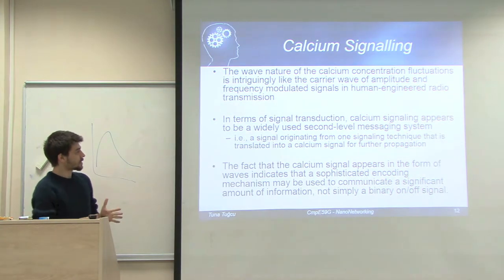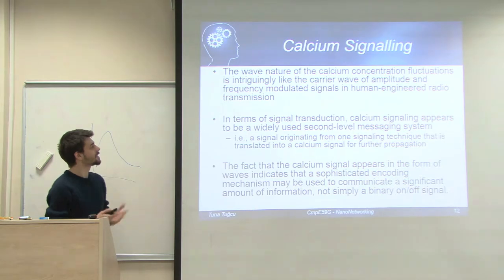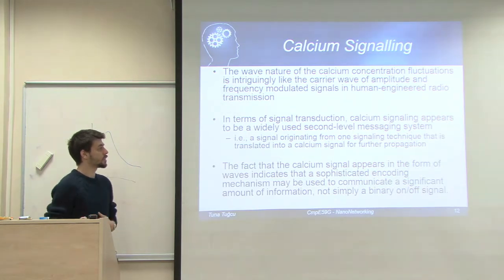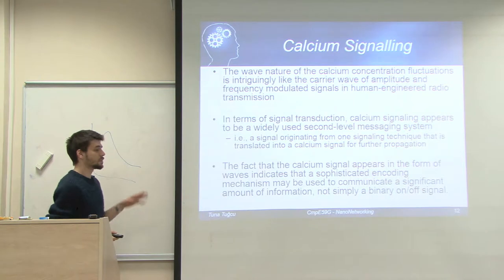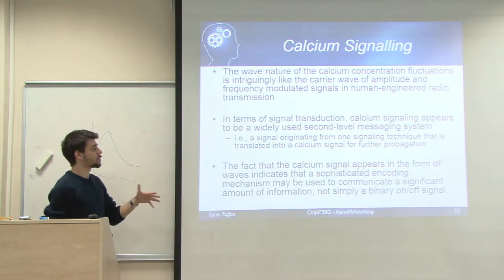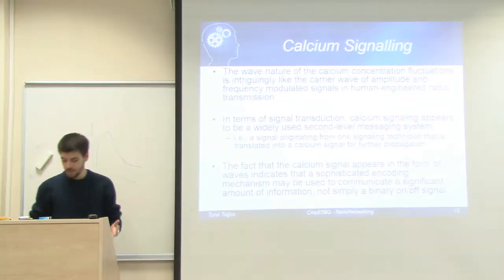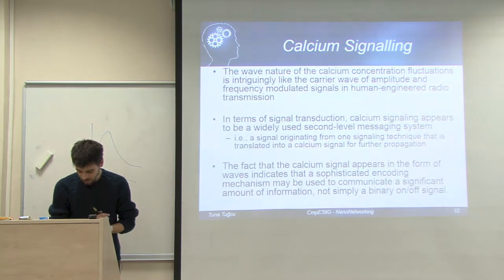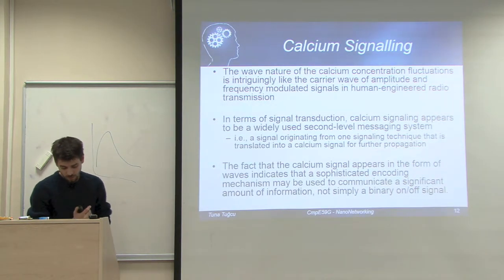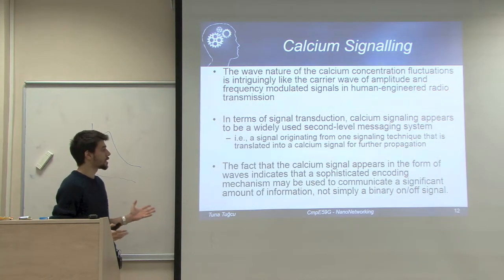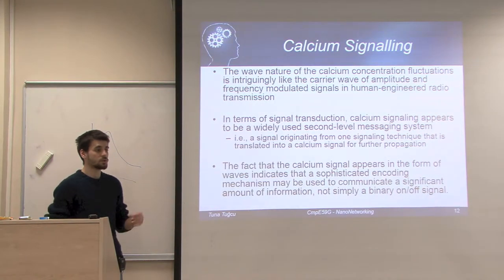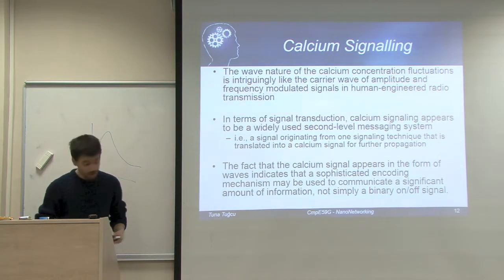In terms of signal transduction, calcium signaling appears to be widely used as a second-level messaging system. This is prevalent in nature. A signal originating from one signaling technique comes up to a cell and is translated into a calcium signal for further propagation. The fact that the calcium signal appears in the form of waves indicates that sophisticated encoding mechanisms can be used in nature to convey complicated, significant information, and not just a binary on-off signal, of course.